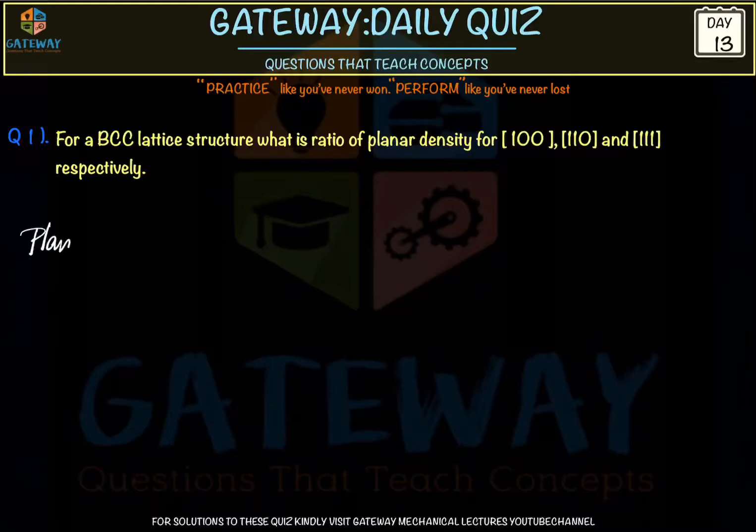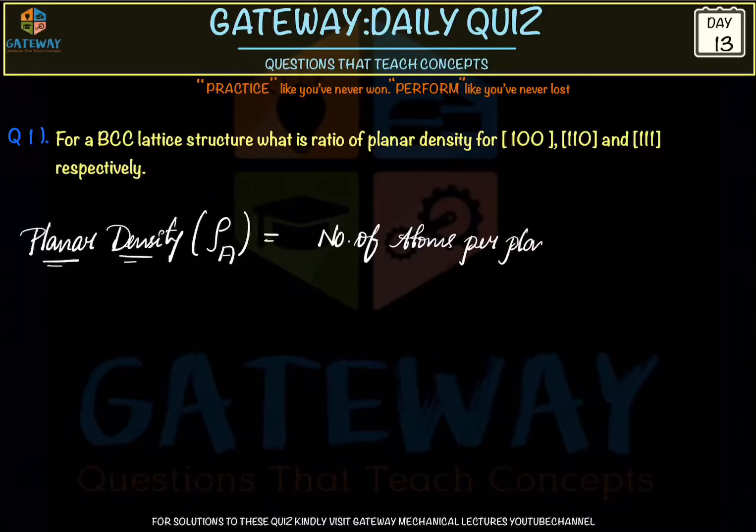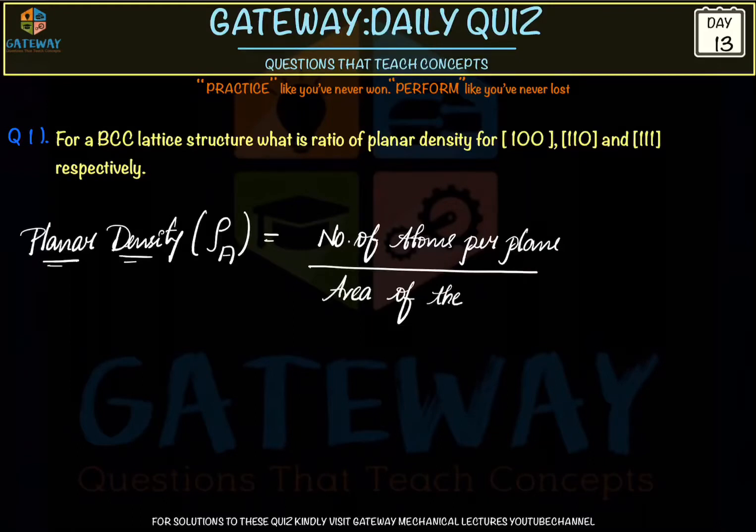Planar density, by definition: planar means it is for an area. General density is given the symbol rho, and for an area we take it as A. So planar density is equal to, by definition, the number of atoms per plane upon the area of the plane.